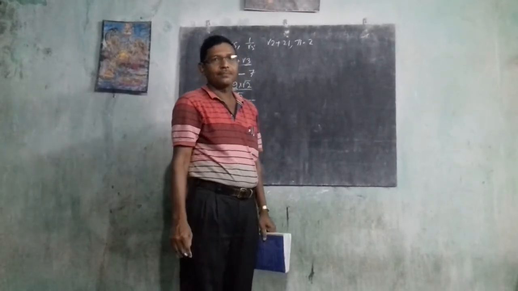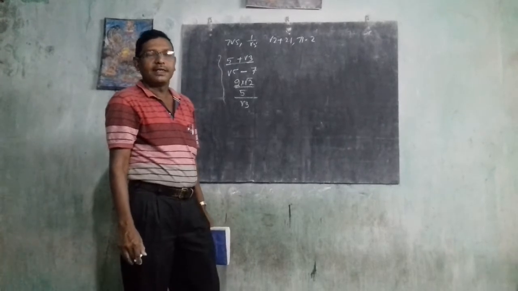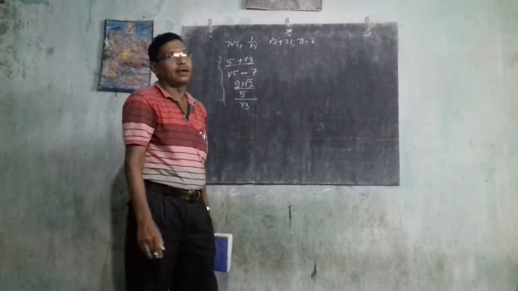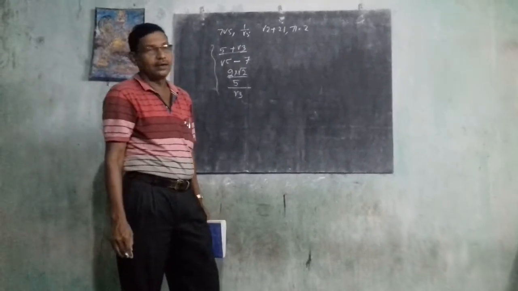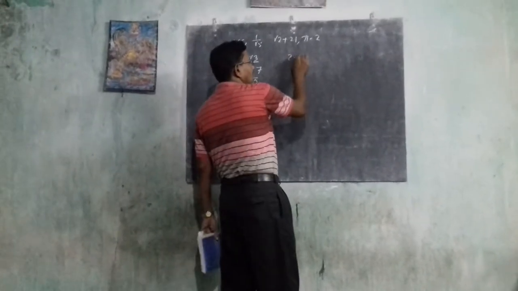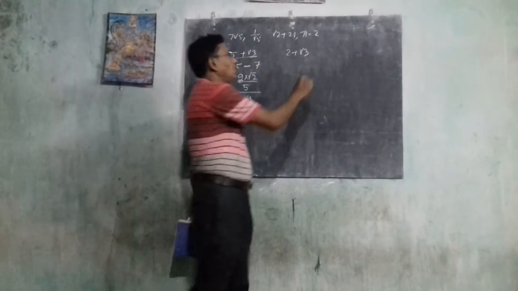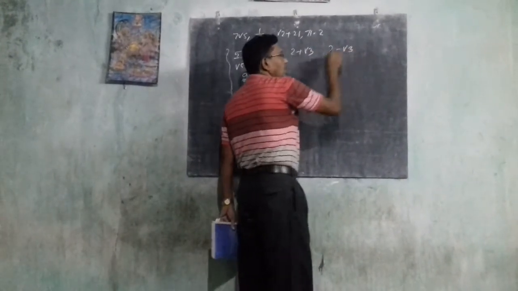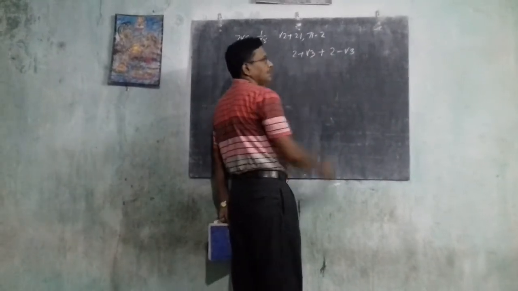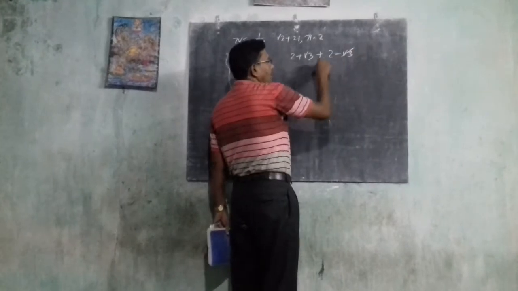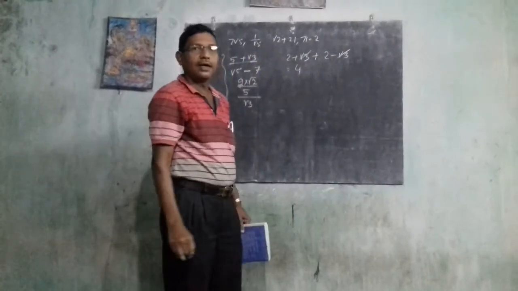But the sum, difference, product or division of two irrational numbers may be rational, may be irrational. Like that, suppose 2 plus root 3 is an irrational number, 2 minus root 3 is also an irrational number. When we add these, minus root 3 plus root 3 cancel, 2 plus 2 is 4, which becomes rational.